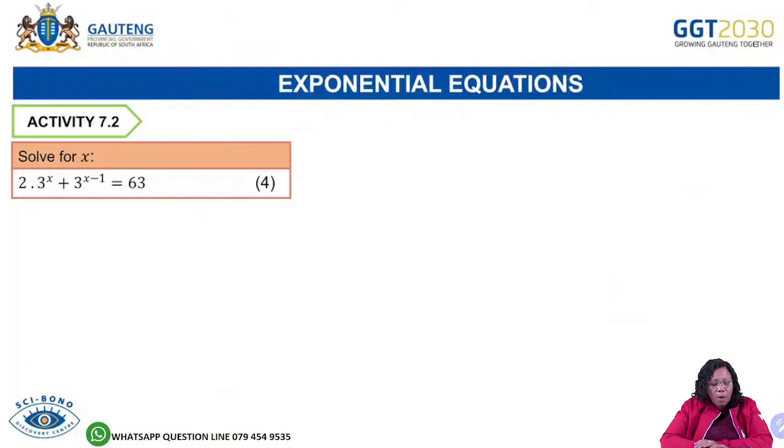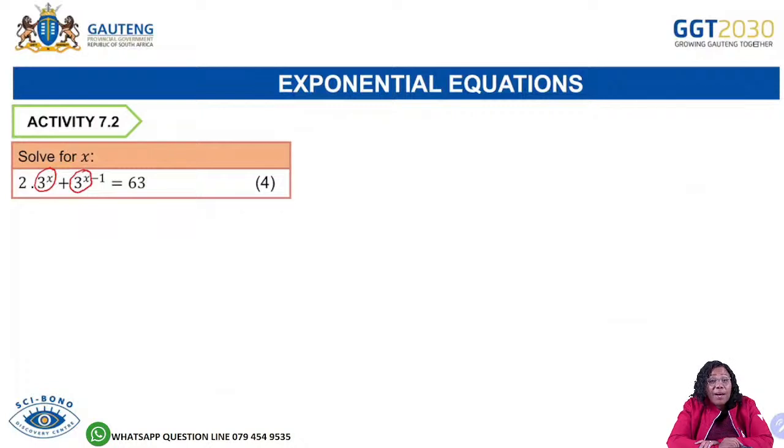Okay, back to our activity. It says solve for x when you are given that equation there. How do we know it's an equation? There's an equal sign between your terms. Right. Now we look at the equation. We have something in common there. Can you see that? 3 to the power x and 3 to the power x.